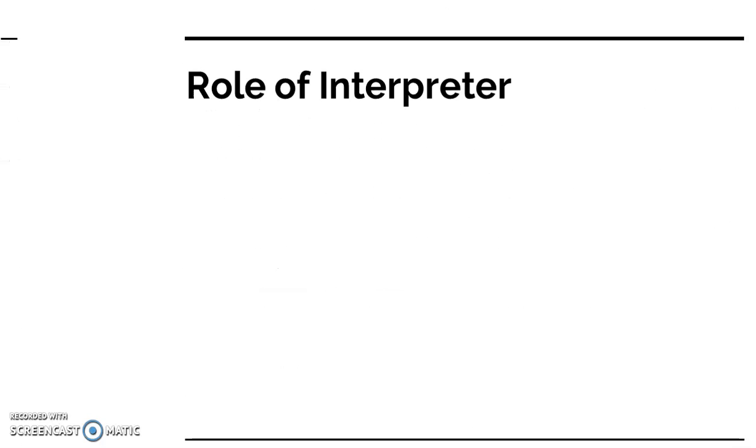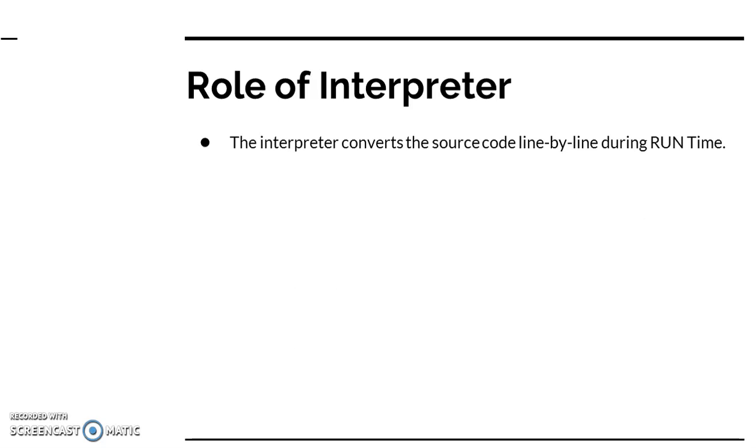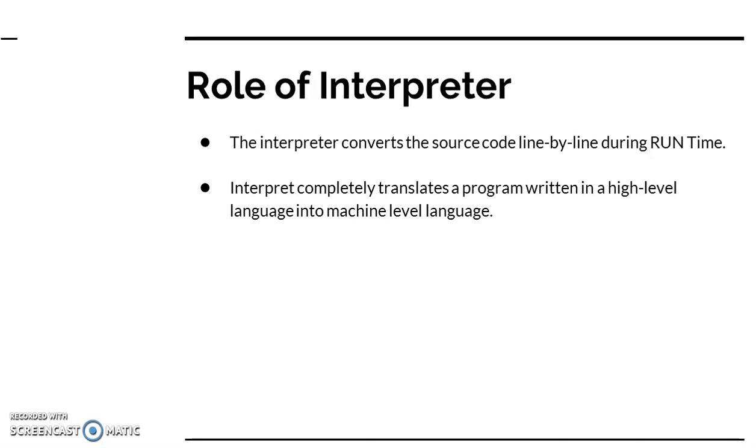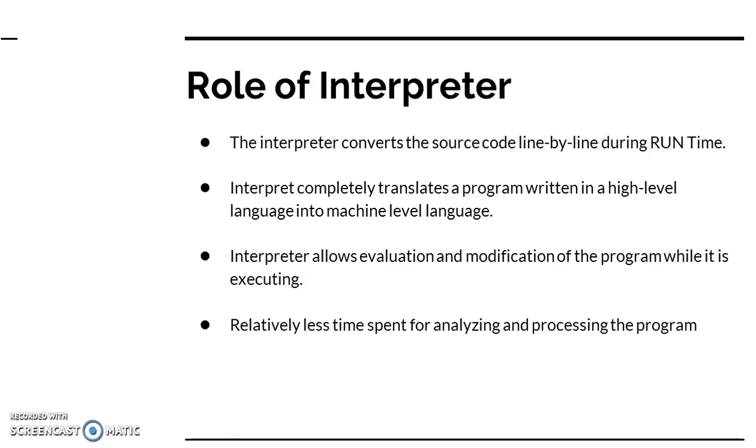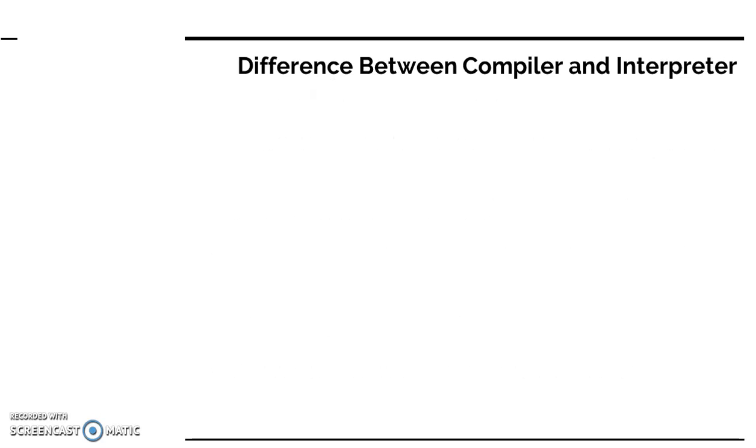Now let us see the role of an interpreter. An interpreter converts the source code line by line during runtime. An interpreter completely transfers a program written in a high-level language into a machine-level language. An interpreter allows evaluation and modification of the program while it is executing. Relatively less time is spent analyzing and processing the program. Program execution is relatively slower compared to a compiler.